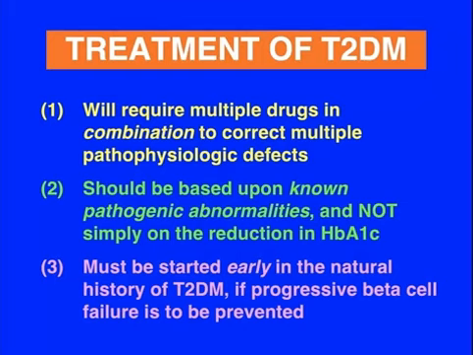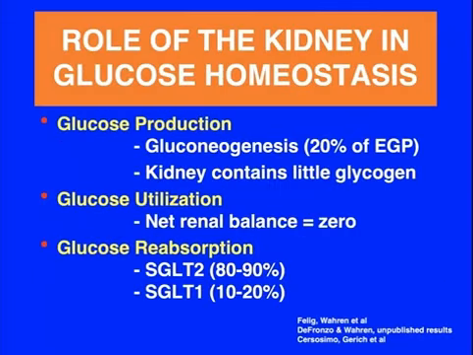Now, today, as I said earlier, we're going to spend the majority of our time talking about the SGLT2 inhibitors and the role of the kidney in the pathophysiology of type 2 diabetes, and a little bit about the DPP-4 inhibitors. So let's now start with looking at the kidney and how it contributes to normal glucose homeostasis and what goes wrong in people with type 2 diabetes.